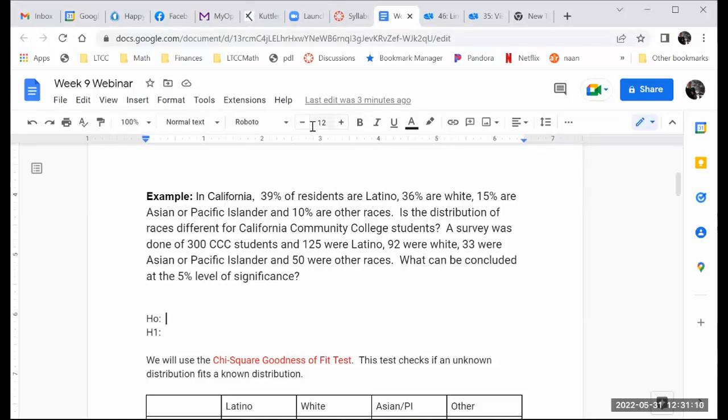So let me write down the sentence that we're going to use for this particular one, and that is the distribution of, and maybe I'll even write racial distribution of California community college students is the same as that of California residents.